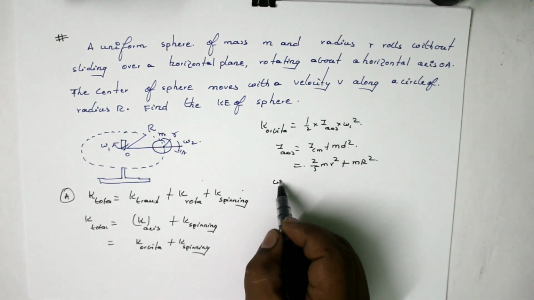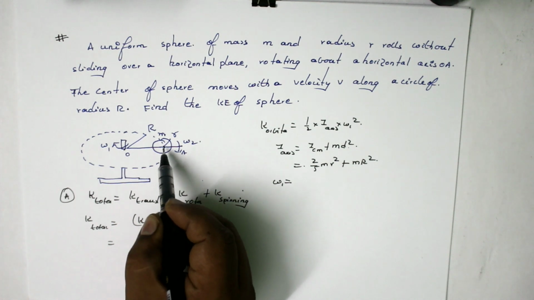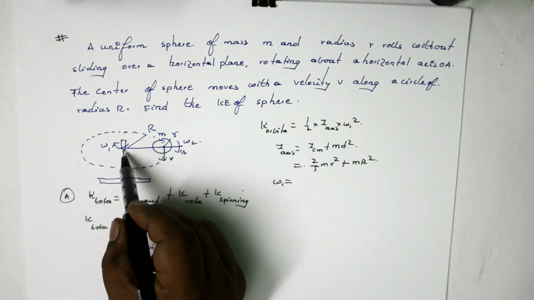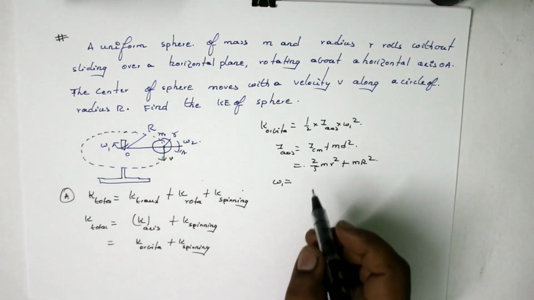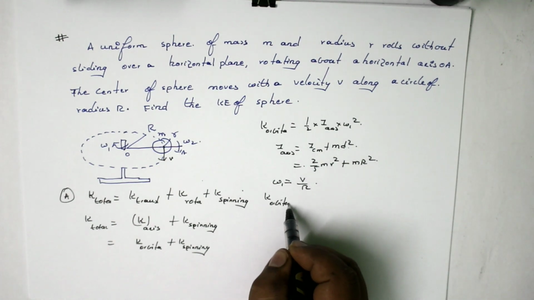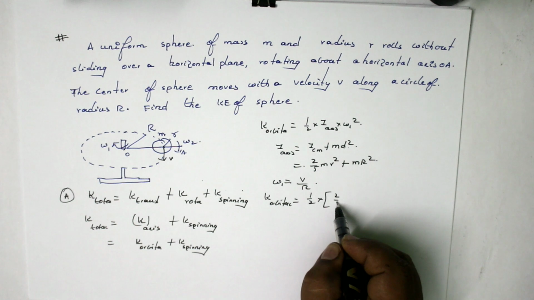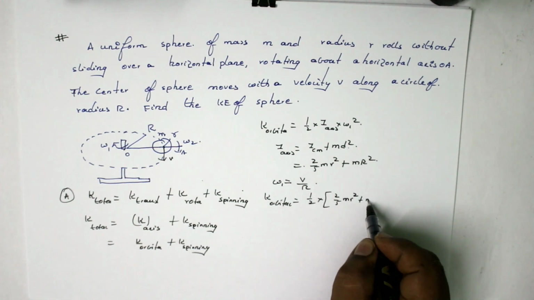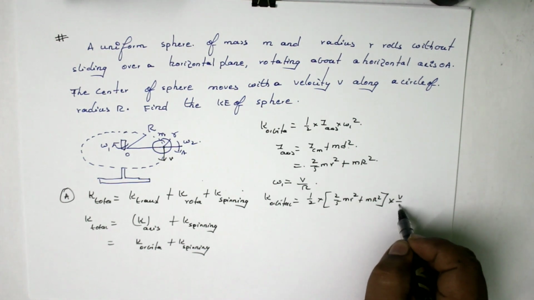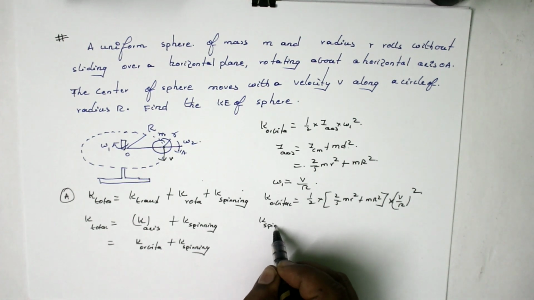Next, angular velocity omega 1. The end point of this axis has a velocity of v, and this tangential velocity is at a distance of capital R. Then omega 1 can be written as v by R. So therefore total orbital kinetic energy can be written as half into, instead of I axis, 2 by 5 mr square plus m capital R square, into omega 1, which is v by R, whole square. Similarly, I have kinetic energy due to spinning also.